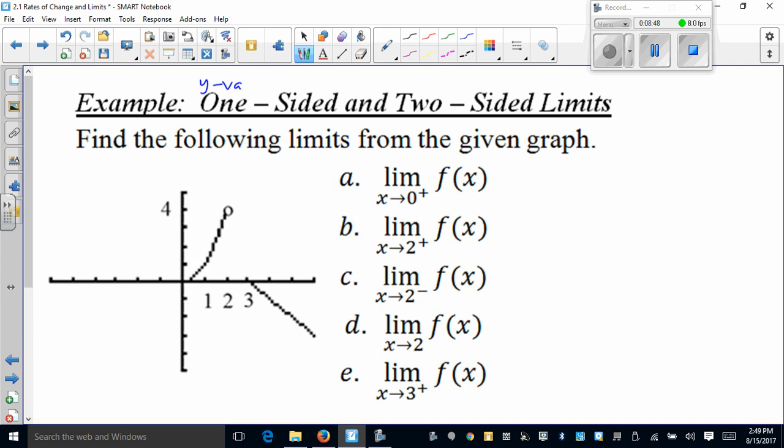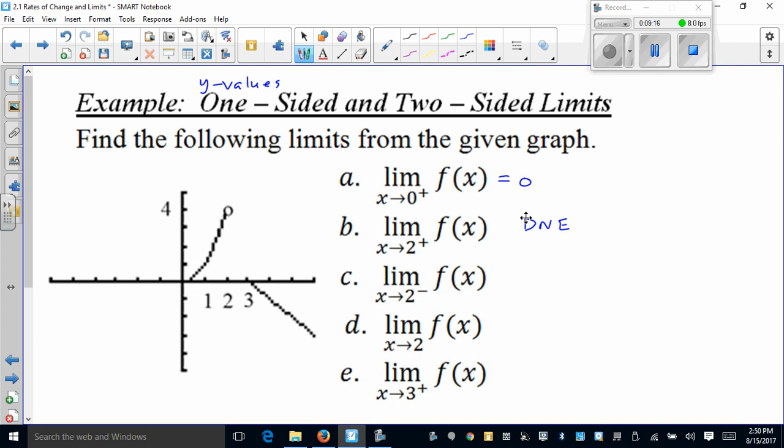Now they ask you, do the limit of f of x as x approaches 2 from the right. Well, here's 2, but I have no way from the right-hand side to get there. So that says does not exist. You have to have a line, kind of like a road. You're driving down a road. If you can't get there from the road, then the road doesn't get you there. Simple.